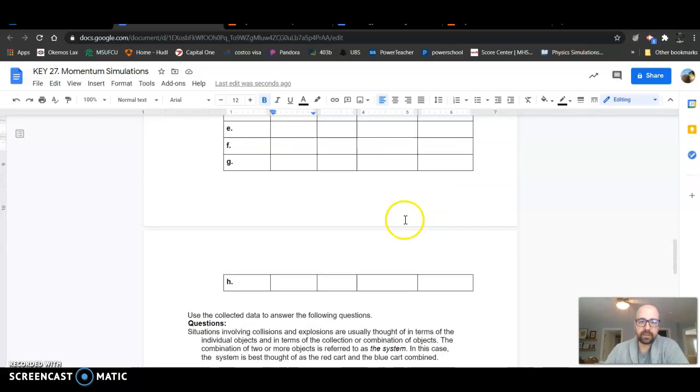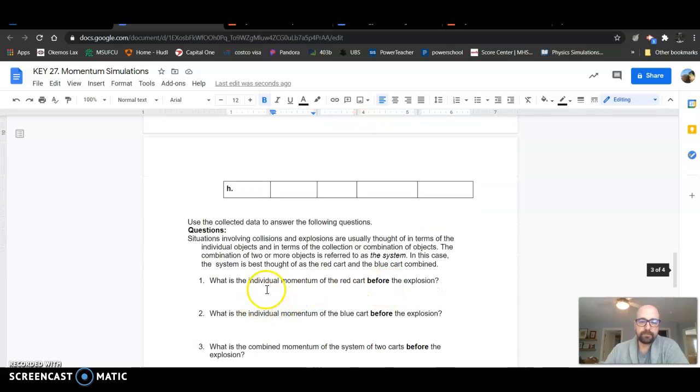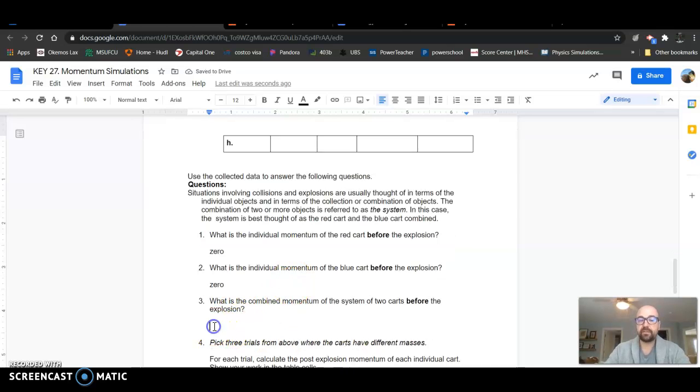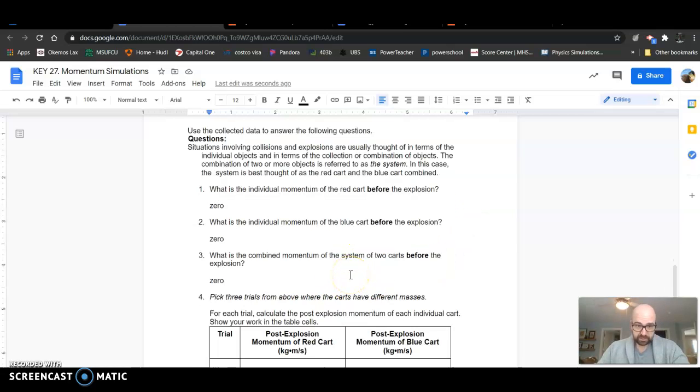But that data there is really important for us as we get down here. So we'll come back to it, and it works the same for all of them. So individual momentum of the red cart before, it wasn't moving. So this was 0. And of the blue cart before was 0. So neither one of those were moving. And so if they both have a momentum of 0, the total momentum before is 0. A lot of kids miss that. It's a little more conceptual, and you guys could all tell me if something isn't moving, it has 0 momentum. I think we just maybe got confused in the midst of the simulation.